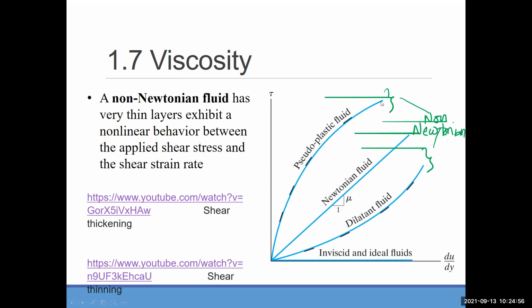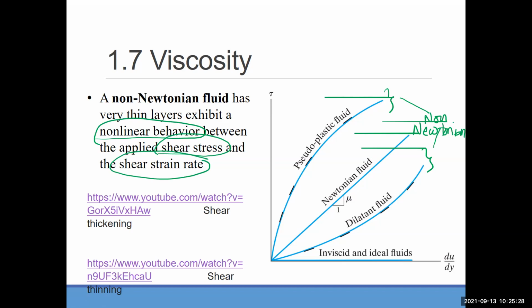So these two should be non-Newtonian. All the lines you are seeing here, this one is nothing, it's just appearing on the screen by mistake. So these two are the non-Newtonian. And if you want to define the non-Newtonian, they will have a non-linear behavior between applied shear stress and shear strain rate, right?